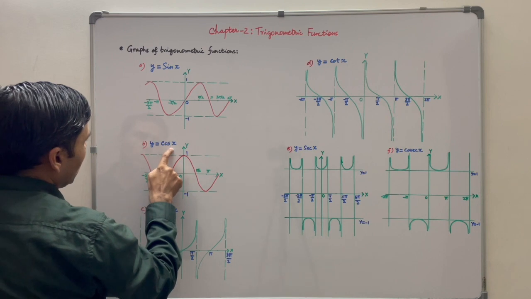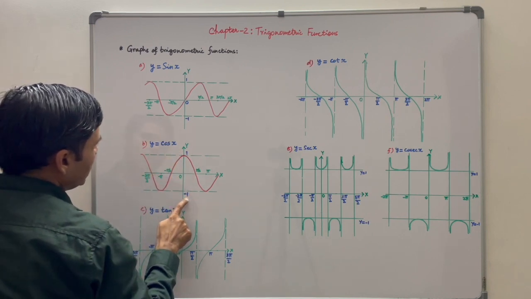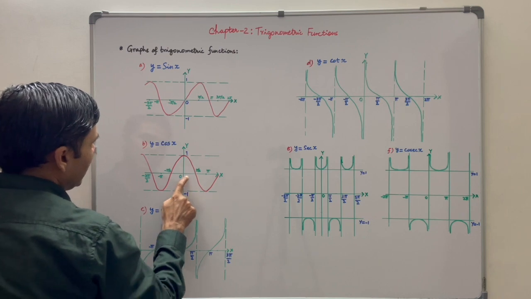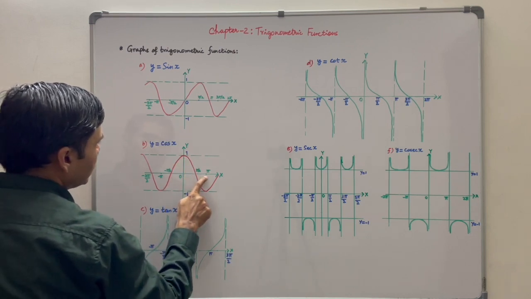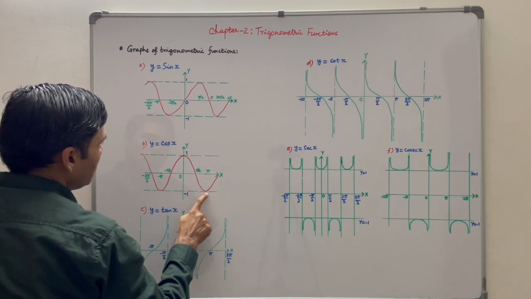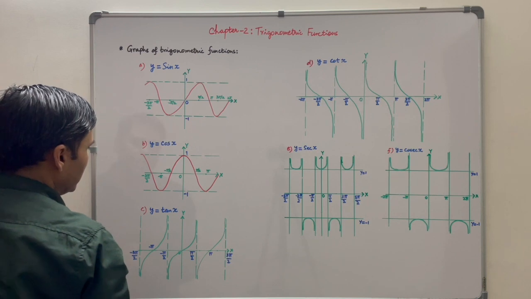Y is equal to cos x. Its maximum value is 1 and minimum value is minus 1. At x equal to 0, its value is maximum, and at x equal to pi, its value is minimum. It's similar on the negative side of x.